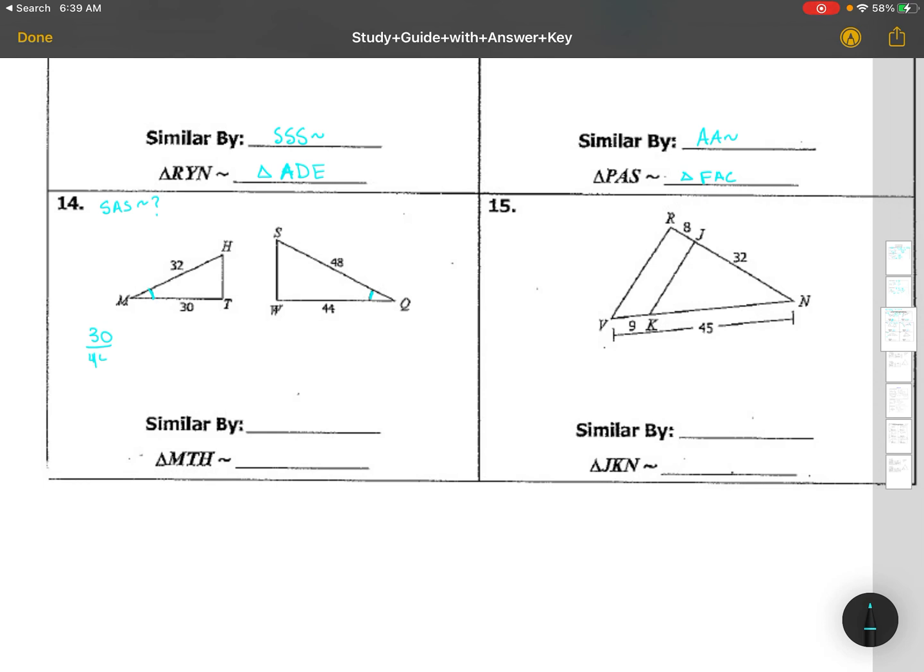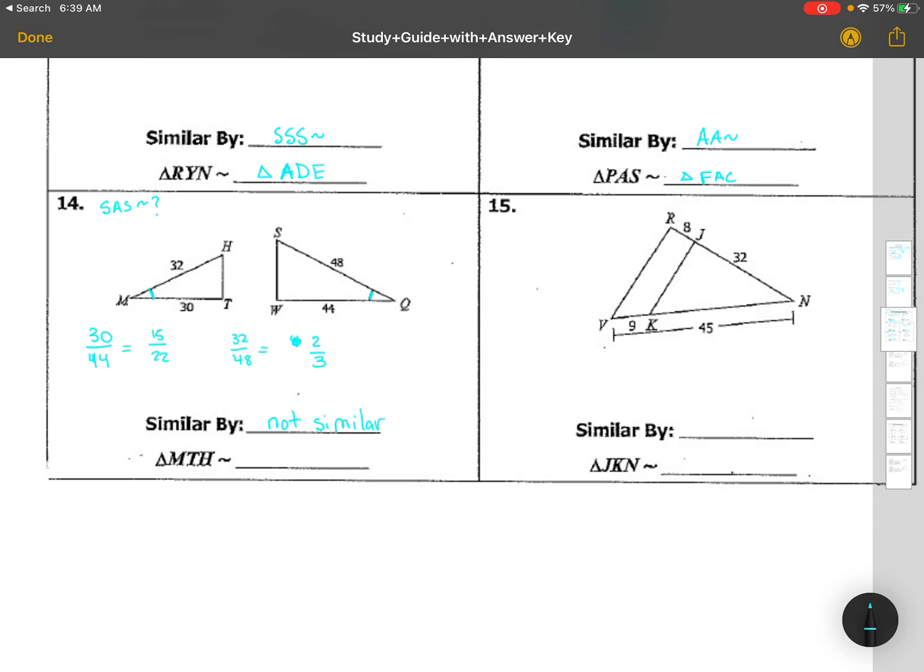30 divided by 44 is going to be 15 divided by 22, and then 32 divided by 48. 8 divides into both of those. So that's going to be, well, not 8, 16 divides into both of those. So that's going to be 2 divided by 3. So those ratios are not the same. So these triangles are not similar.